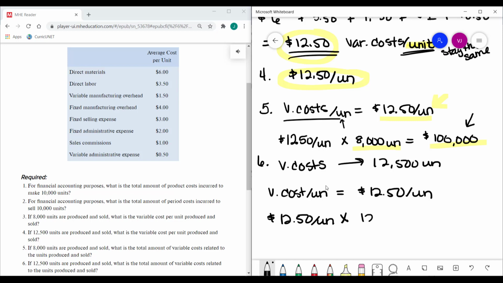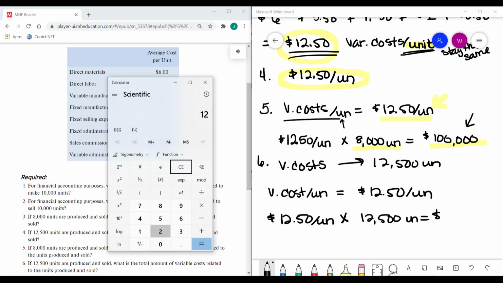And if we are producing and selling 12,500 units, what's the total variable cost then? We're going to take that $12.50 times the 12,500, and then we can see that our total variable cost comes out to $156,250 for our total variable cost when we are producing and selling 12,500 units.